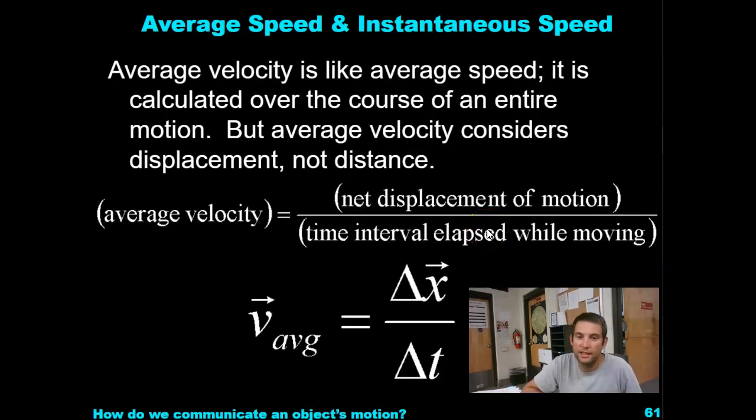Average velocity is like average speed. It's calculated over an entire motion. But average velocity considers displacement, not distance.